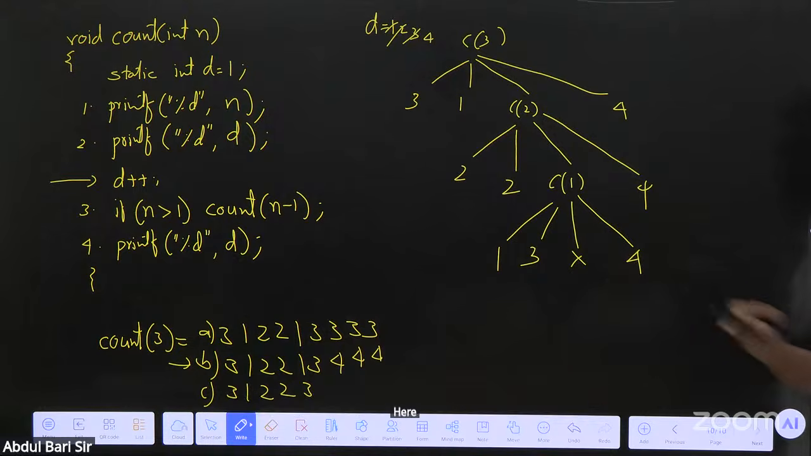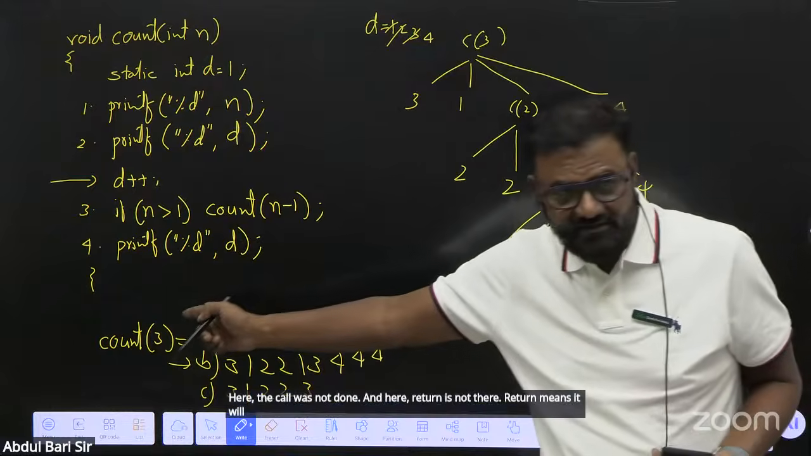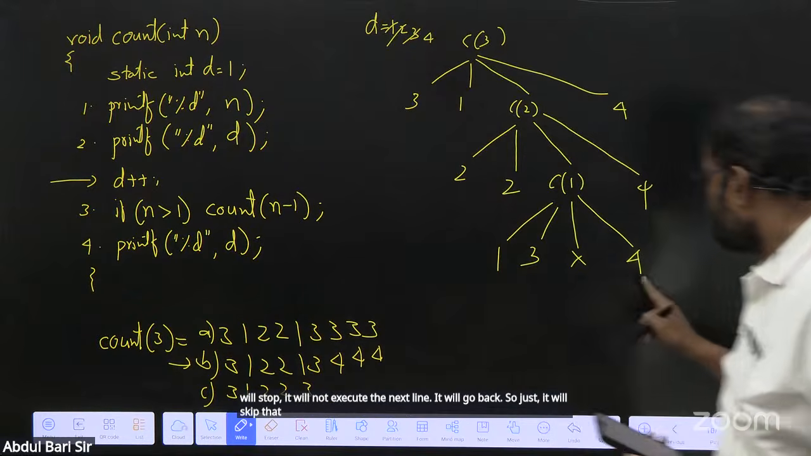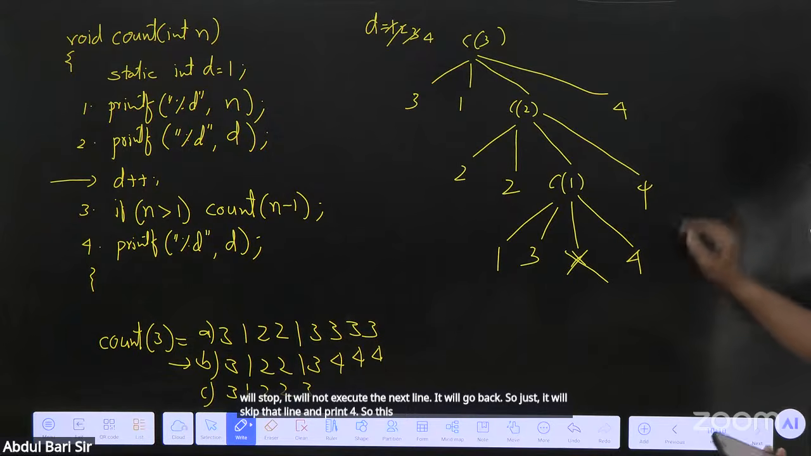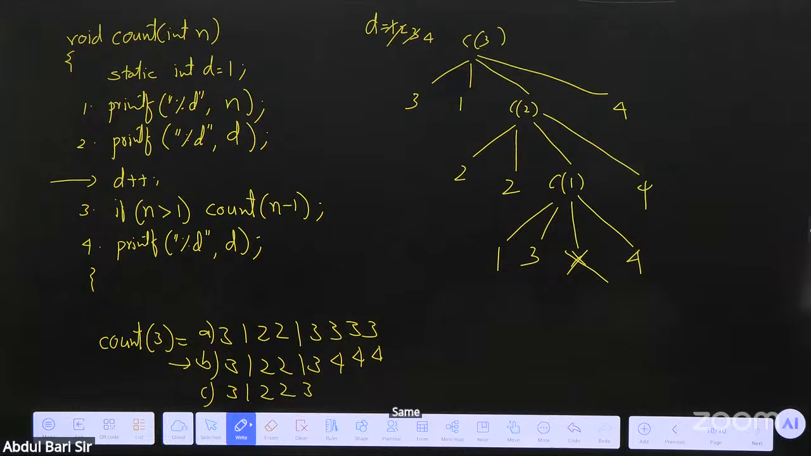Here the call was not done. And here return is not there. Return means it will stop. It will not execute the next line. It will go back. So it will just skip that line and print 4. So this was not done, and 444 is printed. Same tracing tree you got.